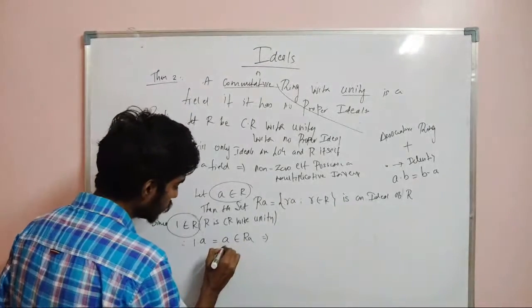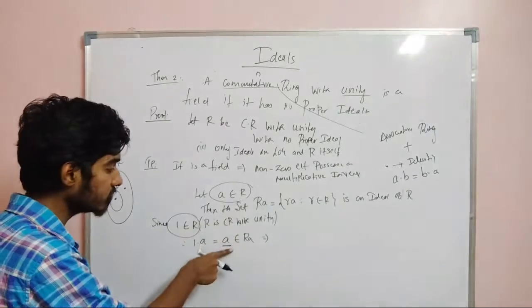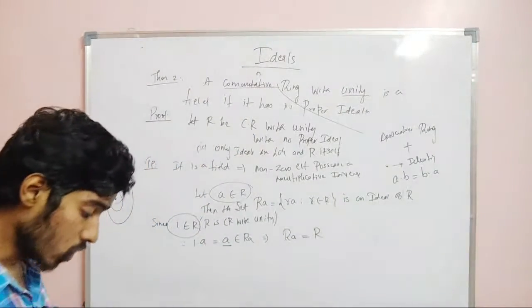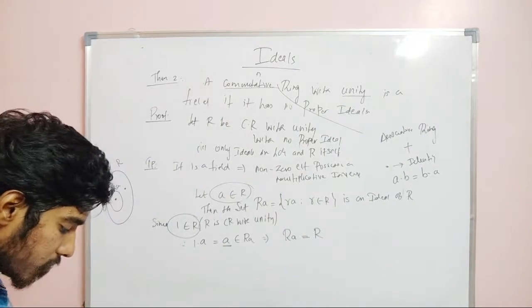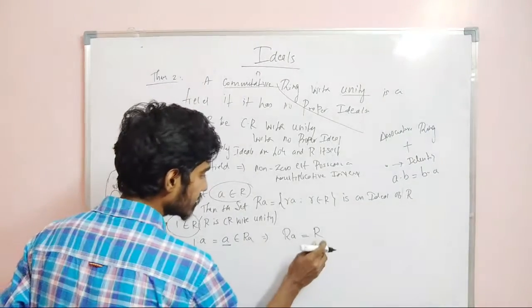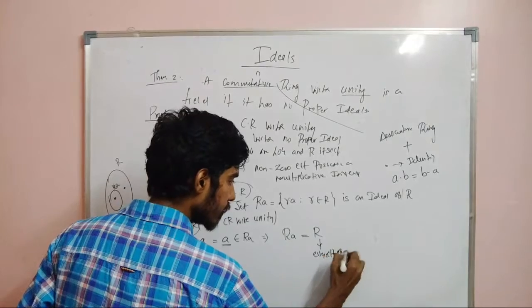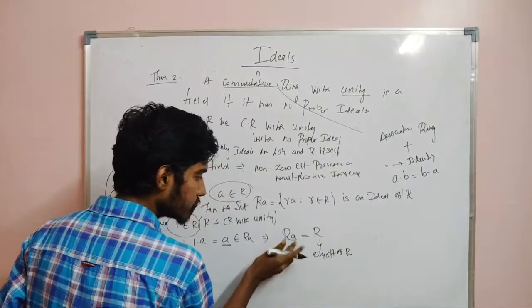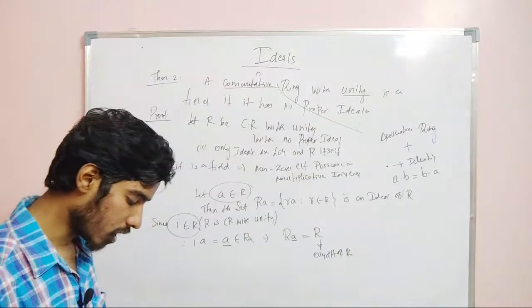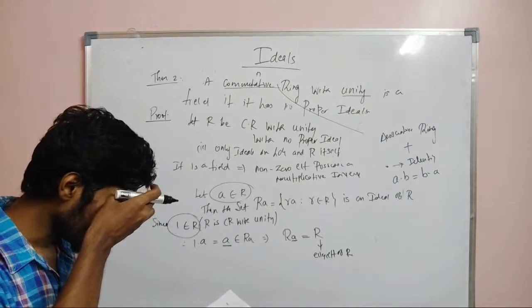Since R has no proper ideal, the only possibility is RA equal to R. So we have produced one element A in R, and I am varying A in R. That means this RA has to be equal to the whole of R. Thus, every element of R is a multiple of A by some element of R. Every element of R is a multiple of some element of R. In particular, if 1 belongs to R, it can be realized as a multiple of A.